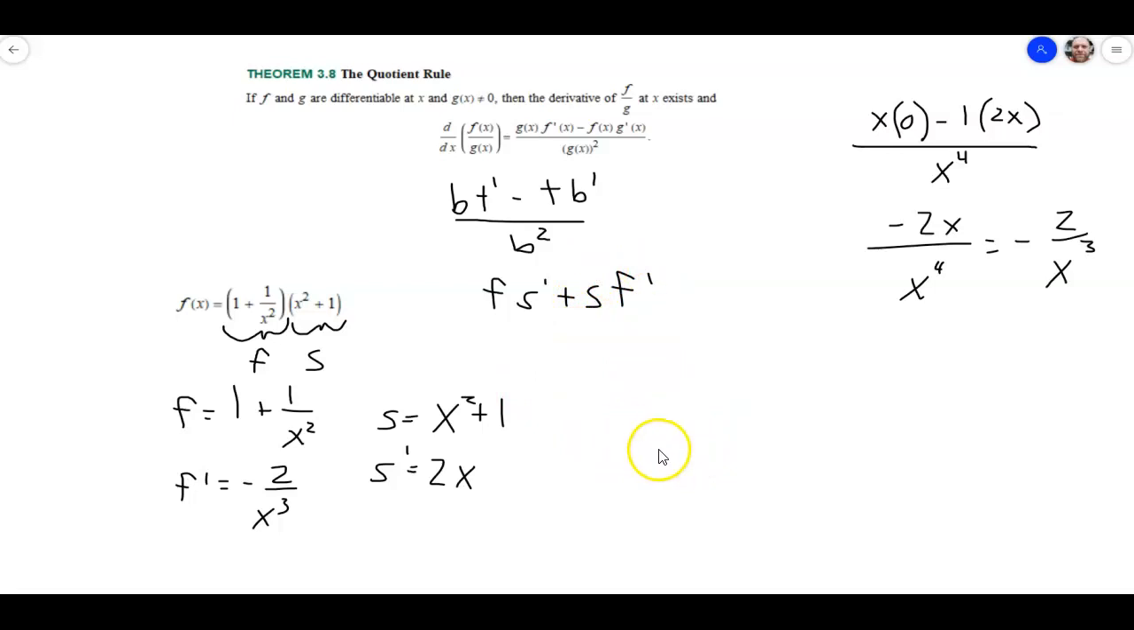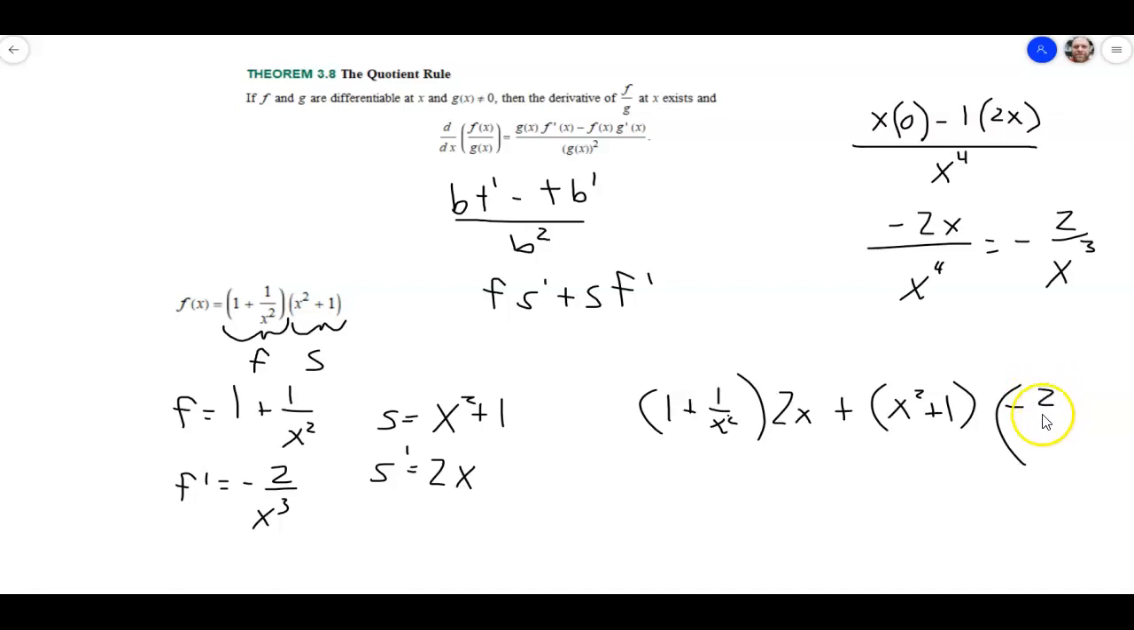Alright, so the first is going to be 1 plus 1 over x squared times the derivative of the second, which is going to be 2x, plus the second, which is x squared plus 1, times the derivative of the first, which is negative 2 over x cubed. And then you're going to need to distribute those and simplify, make sure all your exponents are positive, and I will let you work on that one on your own.